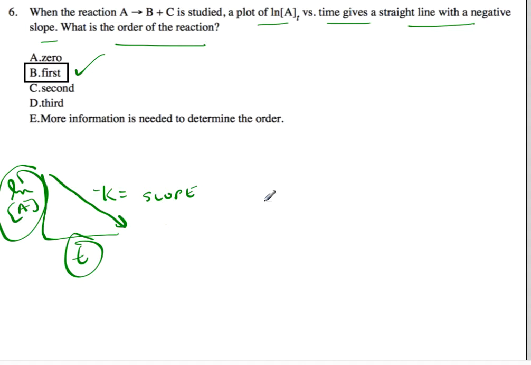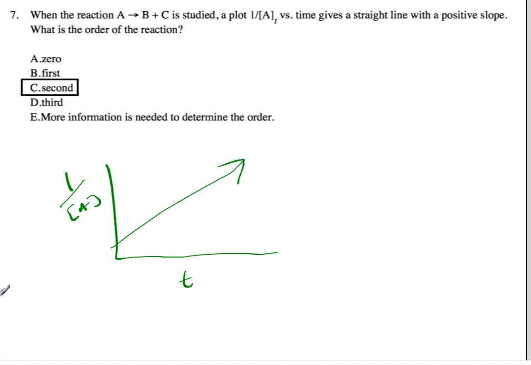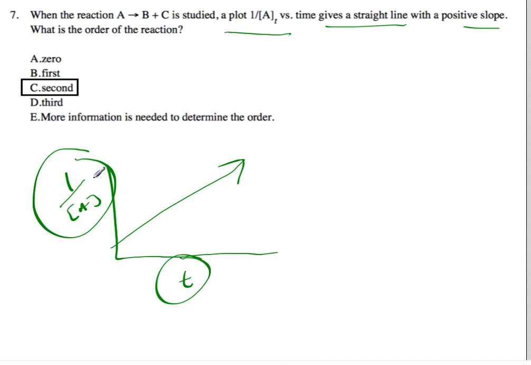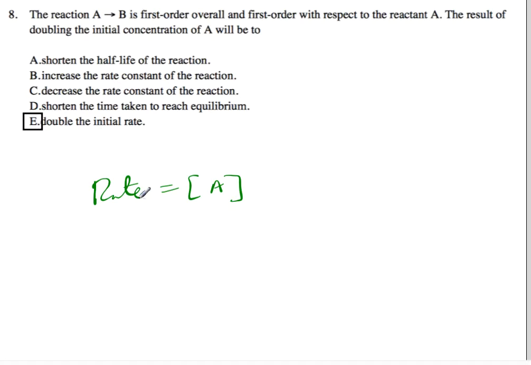This relates to exactly what we did in the lab. It's the same thing we got for crystal violet. Question 7. They tell you you have a reaction A breaks down to B and C. The inverse of the concentration of A versus time gives you a straight line plot with a positive slope. Well, time I know is going to be on the bottom. Whenever I have the inverse of a concentration, that tells me that it is a second order reaction. So you have to know all three of them. Graphical determination.